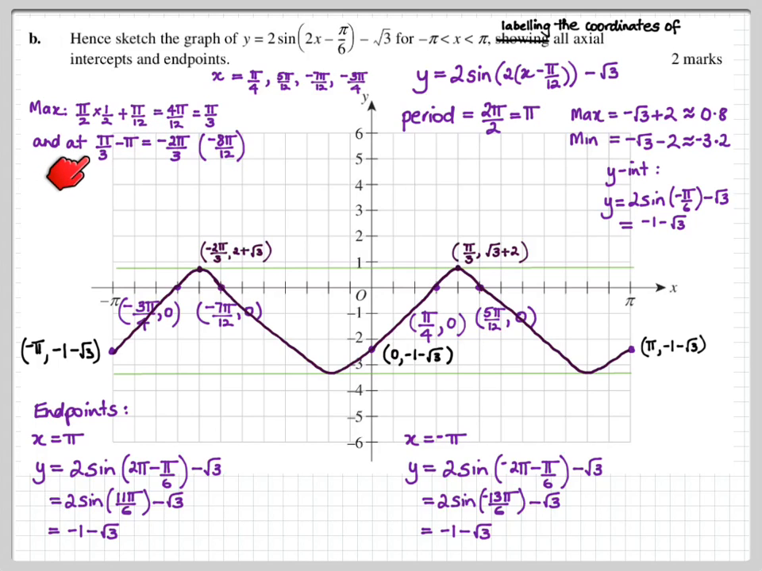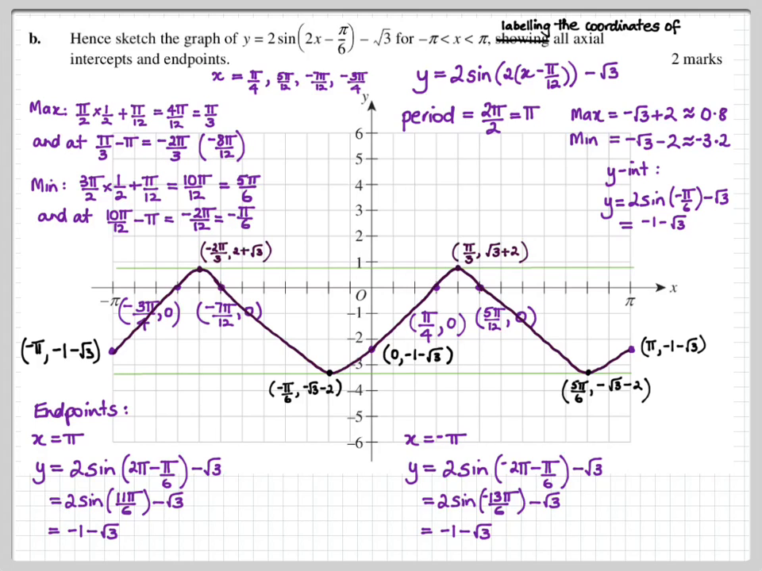The other maximum occurs not at pi on 3, but a period away. So remember at the very beginning I said that we have a period of pi. That means the maximums are pi units apart, there they are, and the minimums are pi units apart. So once we've got one maximum, we can find the other one just by adding and subtracting the period. So we get minus 8 pi on 12.